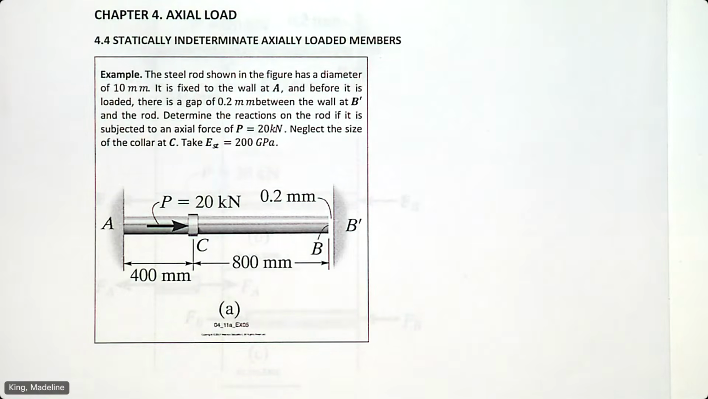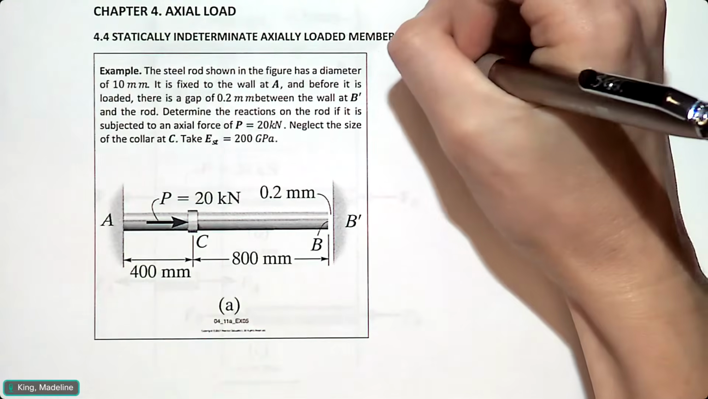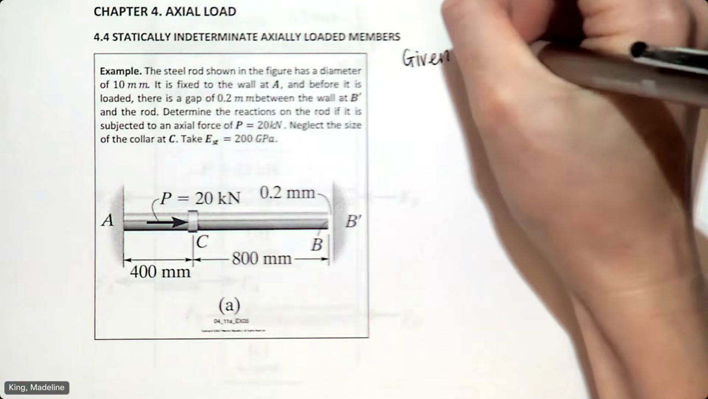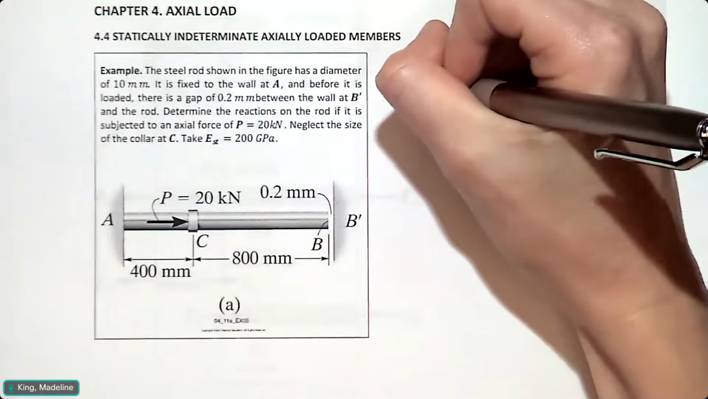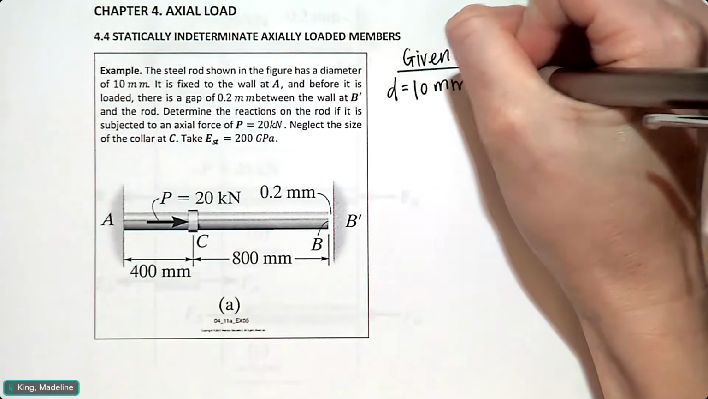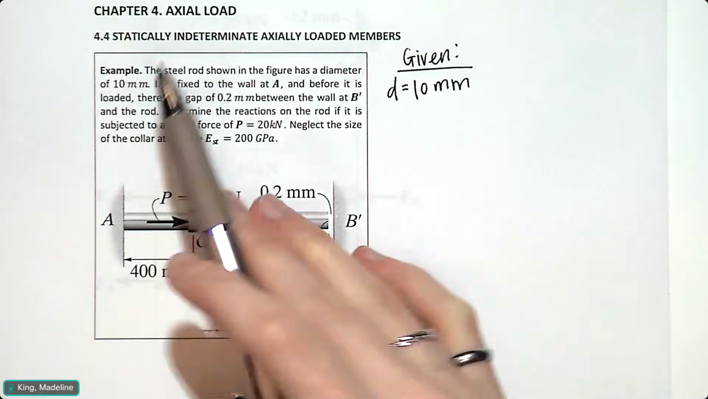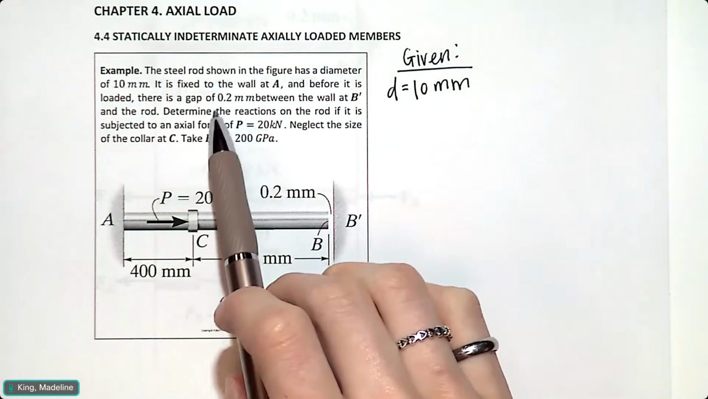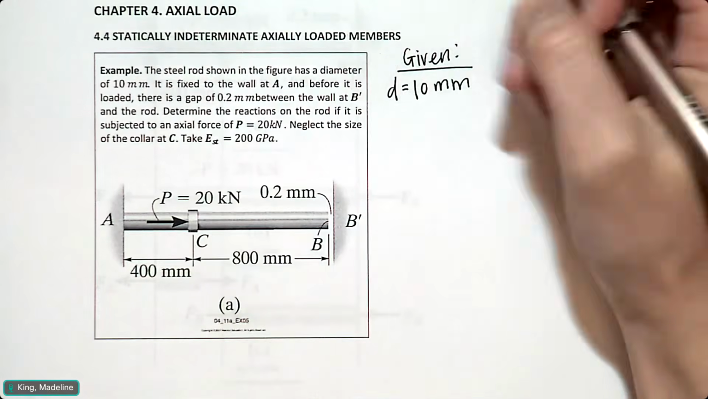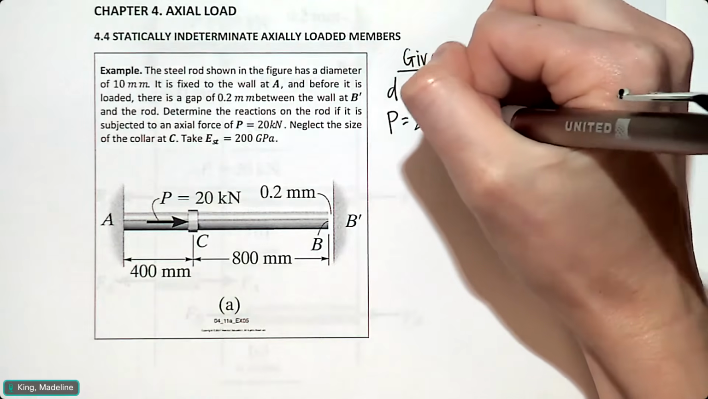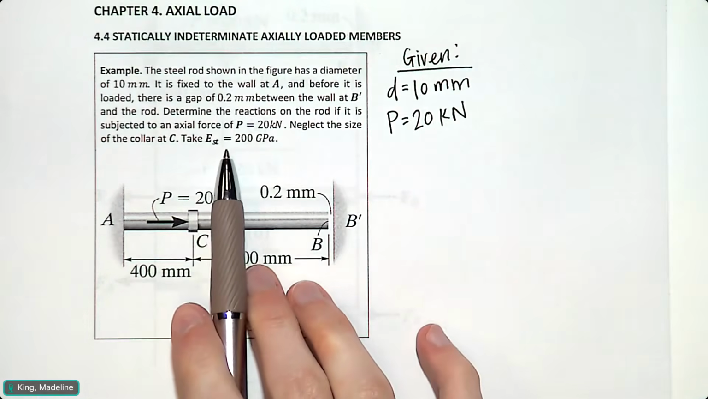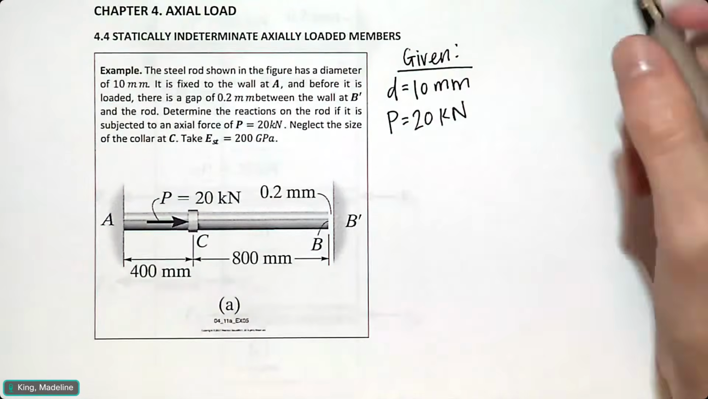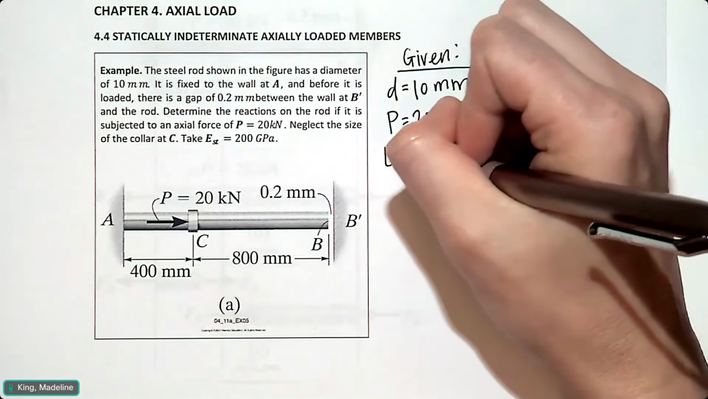All right, we'll start working it out together. So for this problem, we were given a diameter of 10 millimeters. So they're telling us that we're going to be working with the circle as it's a rod. We were given an axial force of 20 kilonewtons. We were also given a Young's modulus of steel, which is 200 gigapascals.